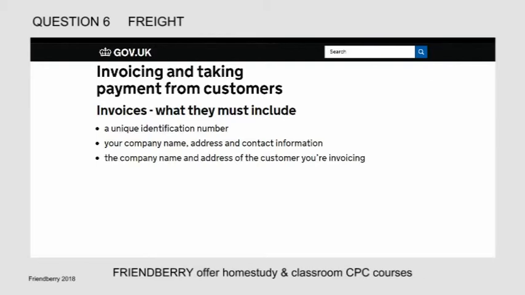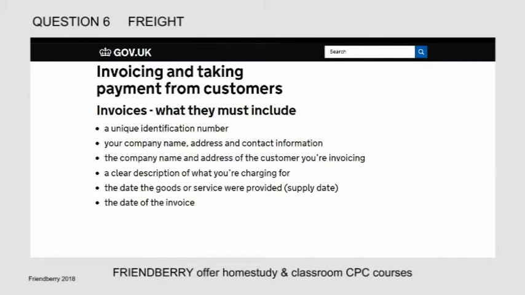The company name and address of the customer you're invoicing. A clear description of what you're charging for. The date the goods or service were provided, the supply date. The date of the invoice.